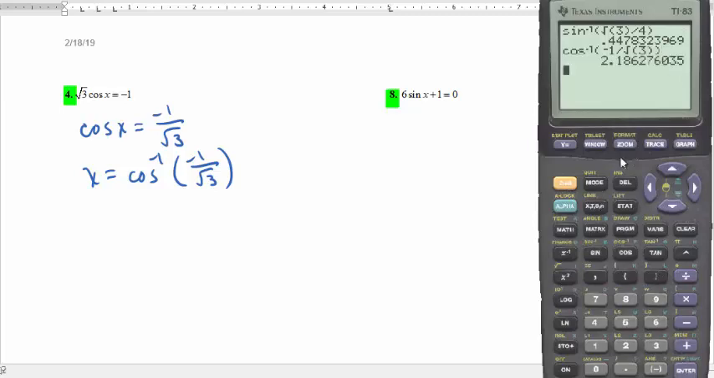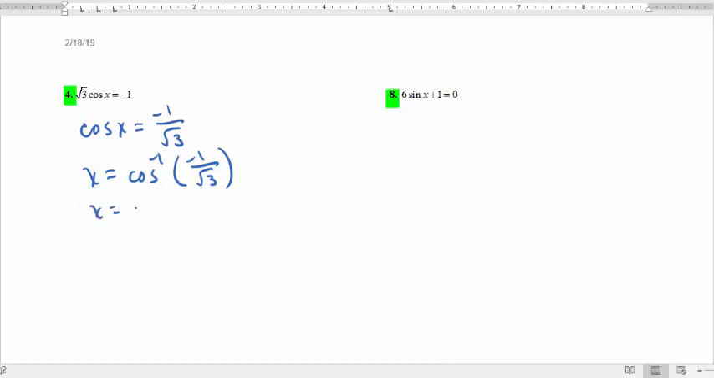And this is going to give us 2.186. But just realize again now, this is cosine where it's negative. So this value that it gave us here, 2.186, since it's negative, it's giving us the second quadrant value. So we also need the third quadrant value, right? And this is where what I had mentioned before comes in handy.